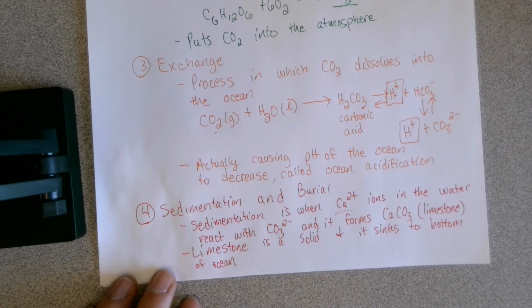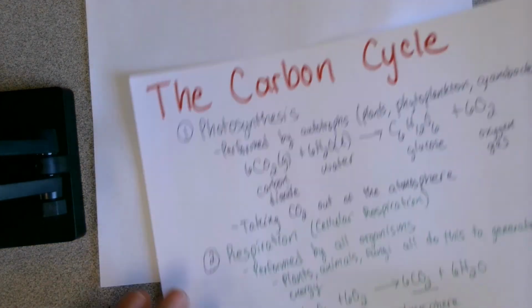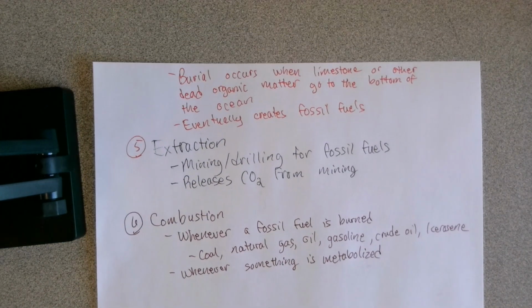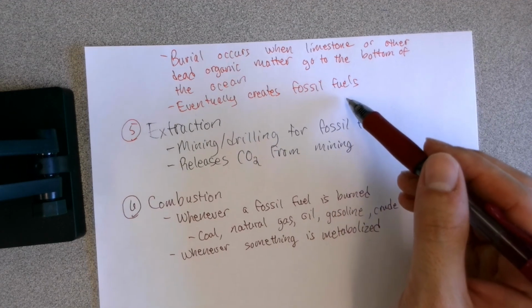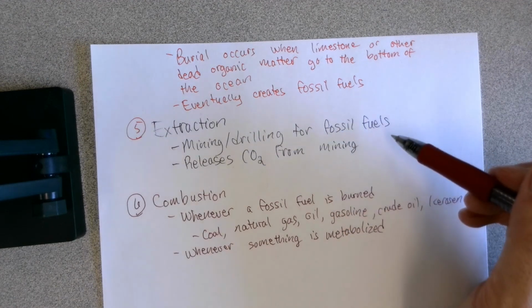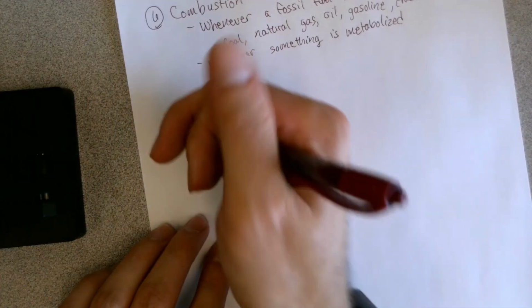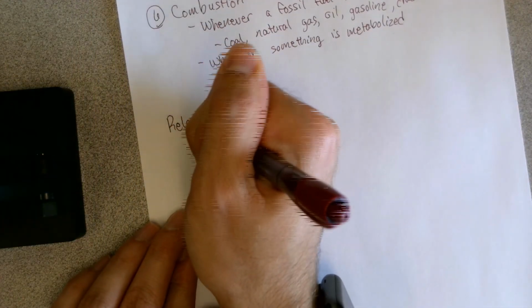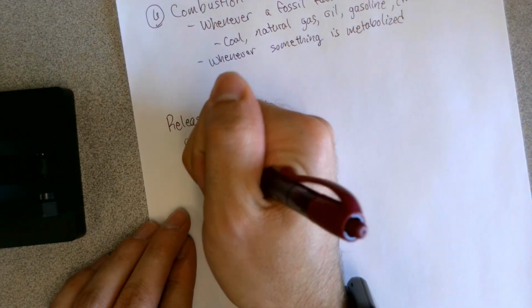Sedimentation and burial is also taking carbon dioxide or carbonate that's in the water, and it's turning it into limestone. And then we've got the burial process, which is when the limestone or other organic matter goes to the bottom of the ocean. It creates these fossil fuels. We then extract them when we mine them or drill for them, and then we combust them, which then puts CO2 back into the atmosphere. So I'm going to make a list here. It says releases CO2 into atmosphere.